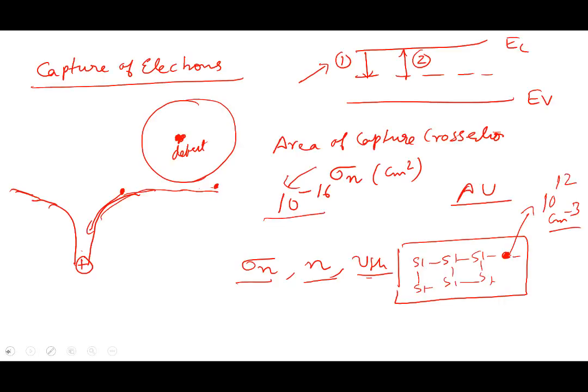Now, how do we knit it together? How do we put all these things together? We know that capture cross-section is there. We know number of electrons that are there. We know VTH is there. All these factors are there which will affect it. Now, how do we put it together to say capture rate? So, for example, capture rate, let's say I want to write it like this: dNt by dt.